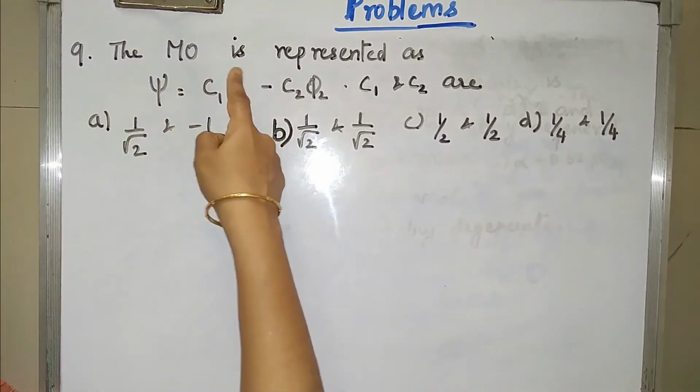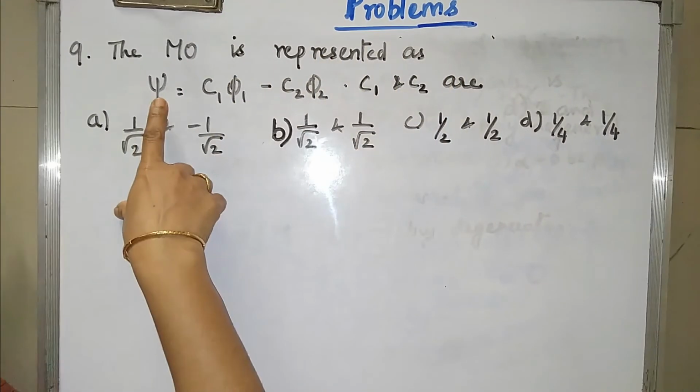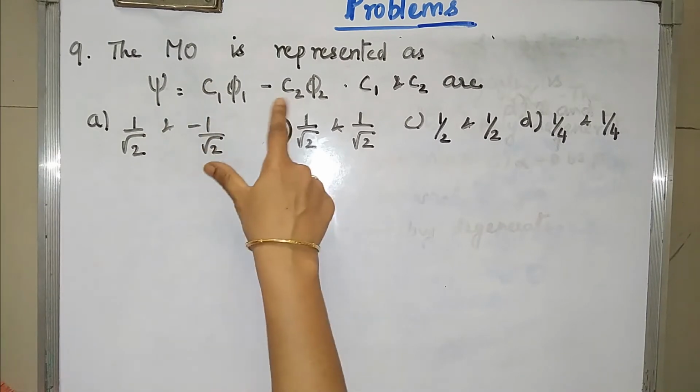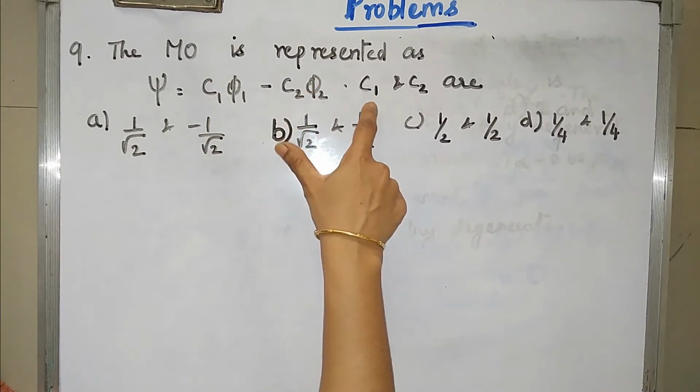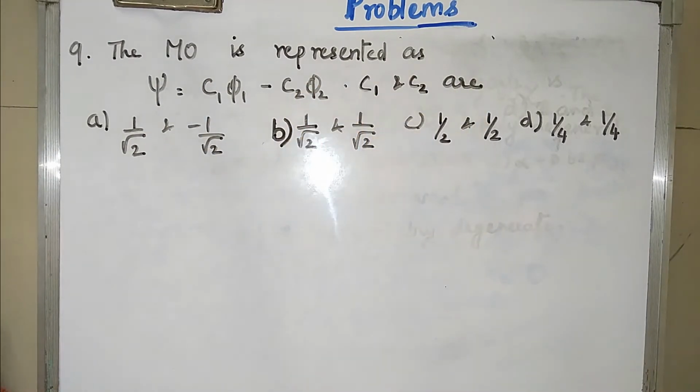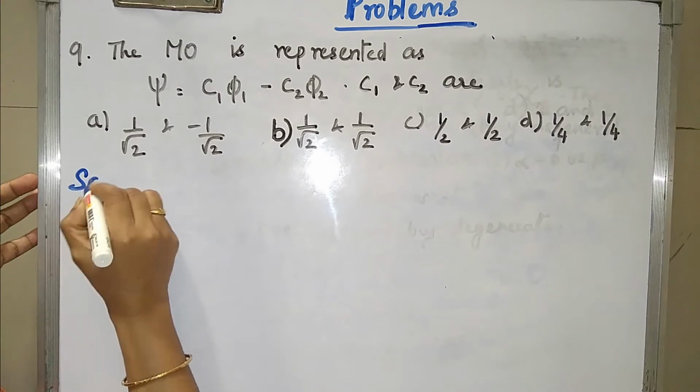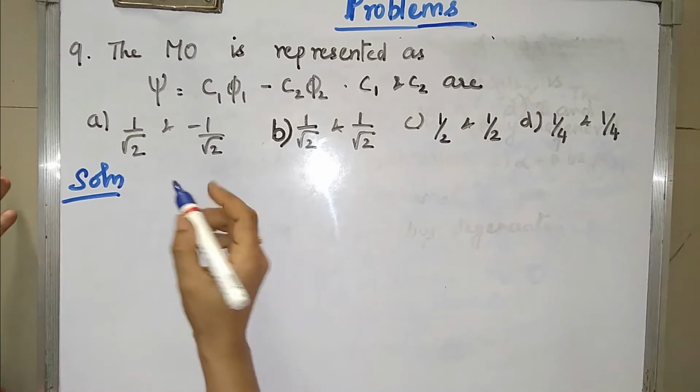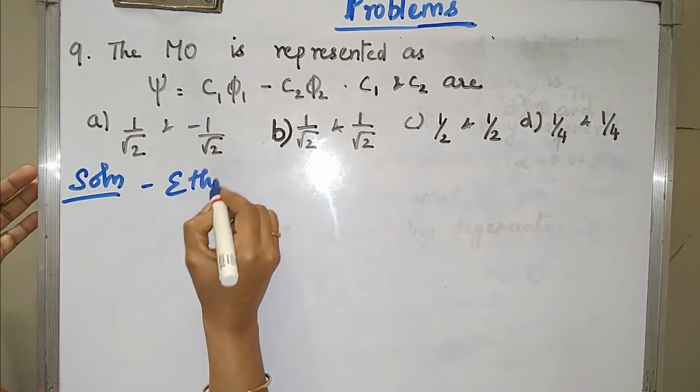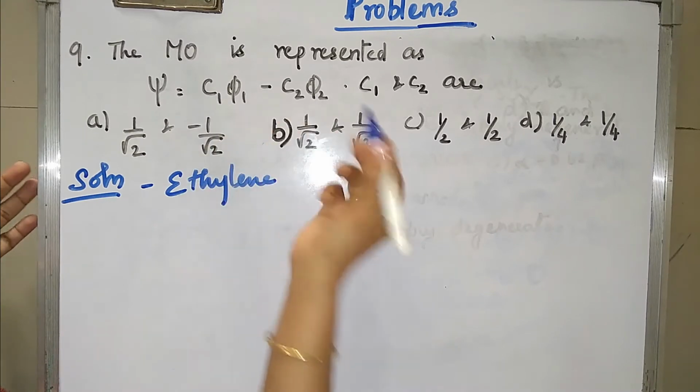9th sum. The molecular orbital is represented as psi equals C1 pi 1 minus C2 pi 2. They are asking what C1 and C2 are. C1 and C2 are the coefficients. Okay. If 2 carbon atoms are there, then that is, sorry, ethylene. 2 carbon atoms means ethylene. Okay. We can easily say that.